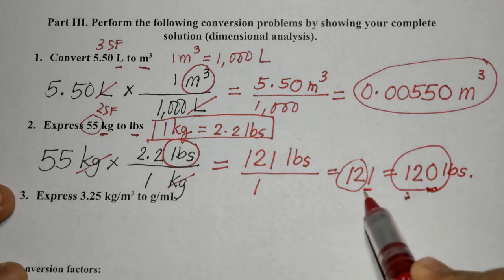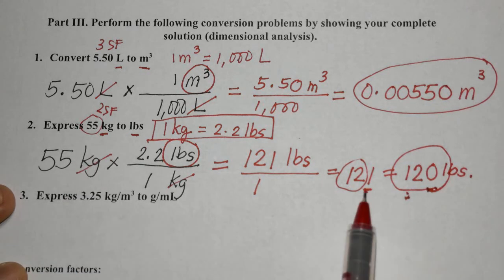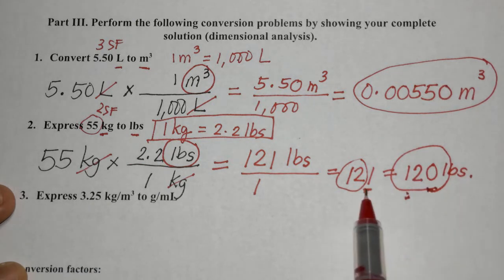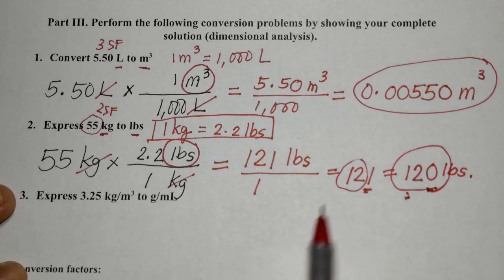So just take note that I was looking at the significant figures, why the 121 became 120. Just replace that insignificant number with a 0 to retain the value of your final answer. Okay? Questions? Questions?